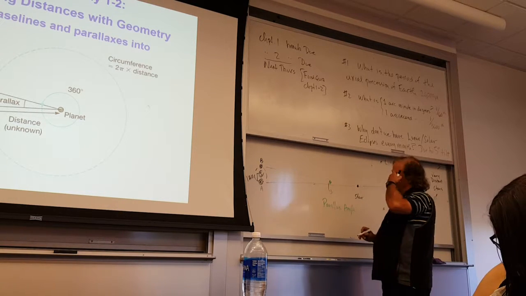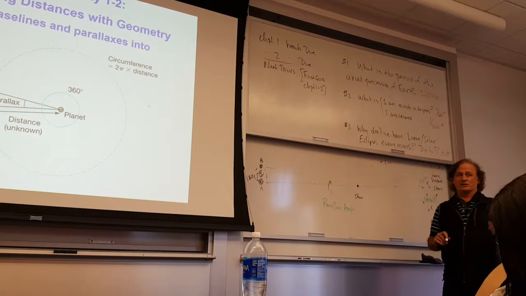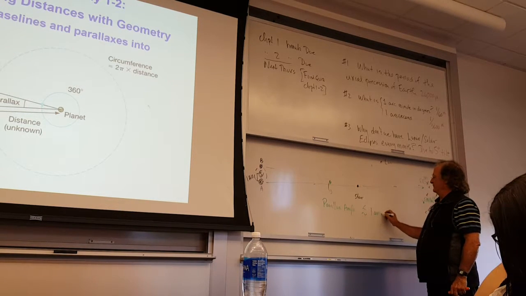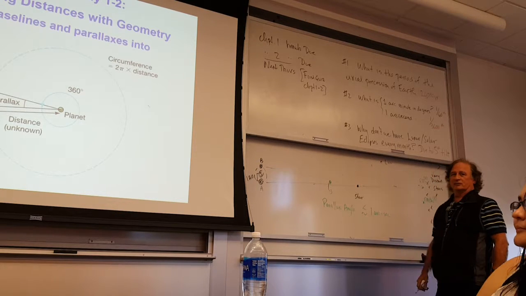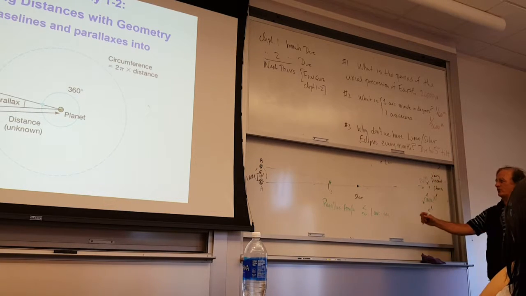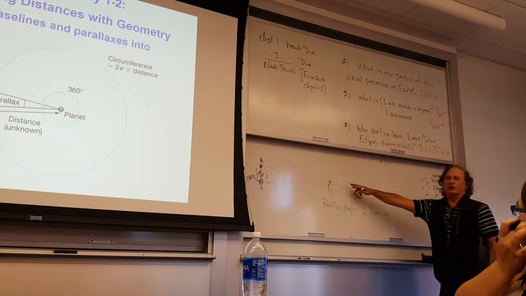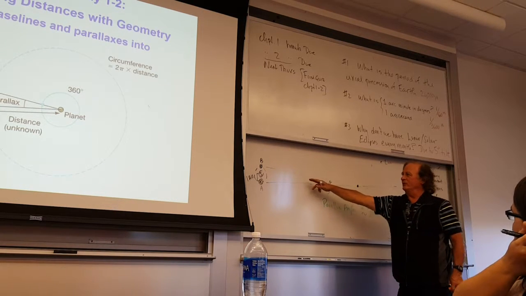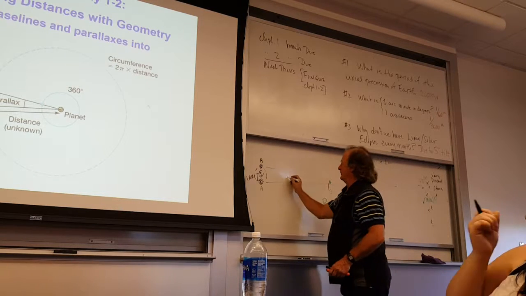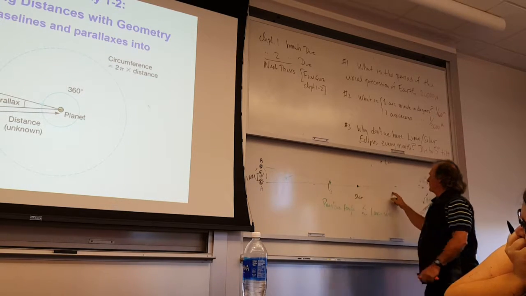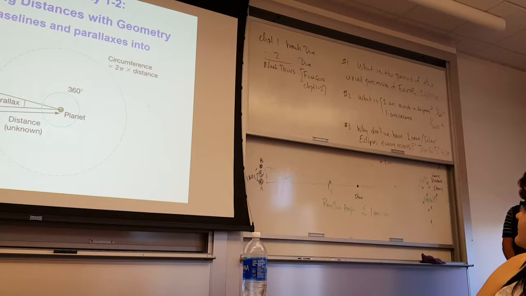This kind of arc at most is about 1 arc second, for the nearest stars. The farther the star is away, the smaller that angle gets. The nearer it is, the bigger the angle gets. So here, if you have an object here, you have a big angle. The farther you go out here is a smaller angle.